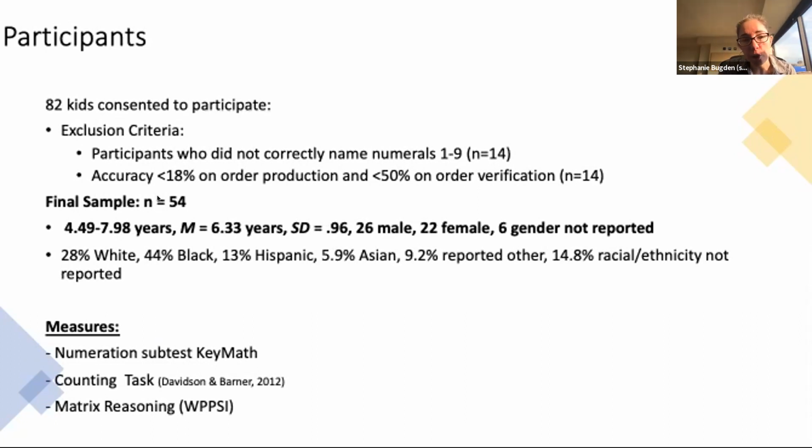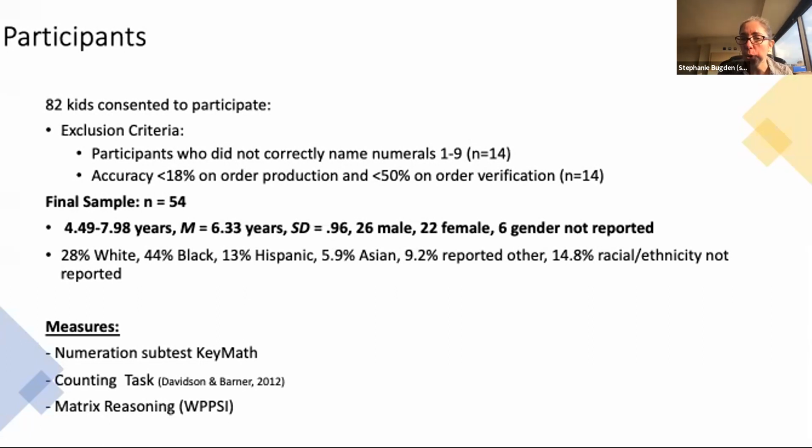The participants also completed the numeration subtest, the KeyMath. This is a standardized assessment of general numerical knowledge. We collected counting performance using David Barner's initial "how high can you count" task. Children are asked to count as high as they could, and their counting performance is indicated by the highest number they could count to without making any errors. And then we also collected nonverbal IQ from the matrix reasoning subtest from the Wechsler preschool scales.